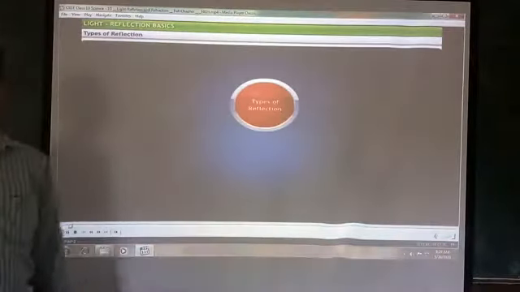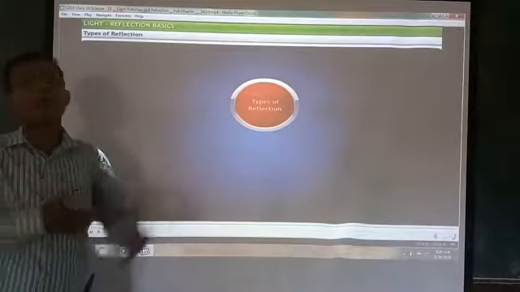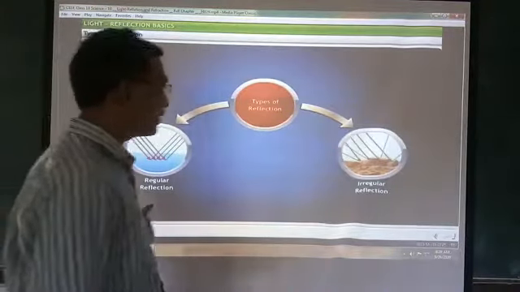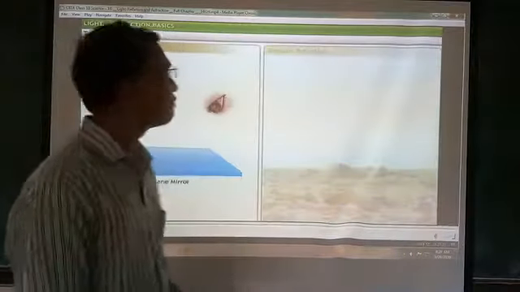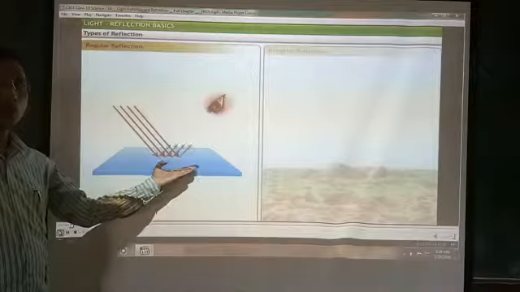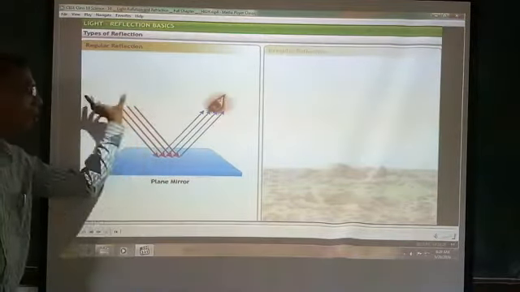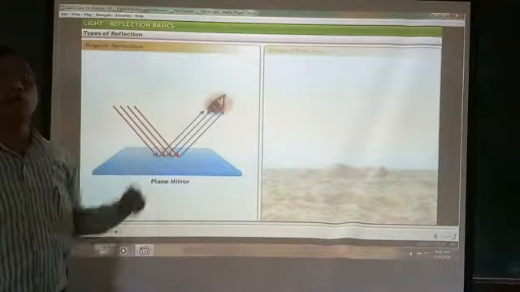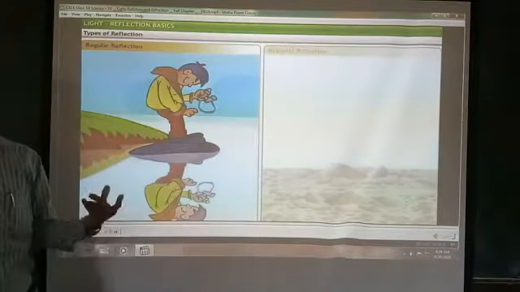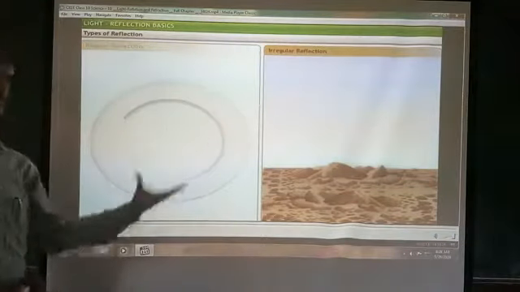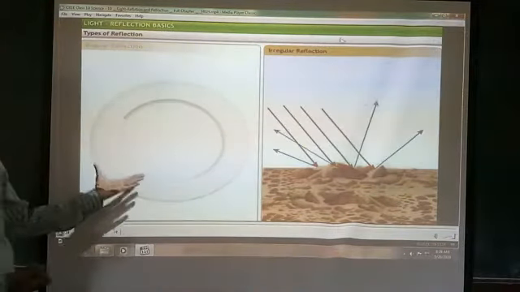Next is the types of reflection. There are two types of reflection: regular reflection and irregular reflection. In regular reflection, we observe it in a plane mirror. All the rays are incident on the plane mirror and reflect back parallel to our eyes, and such a type of reflection is known as regular reflection. Examples are a plane mirror and a glass disc.